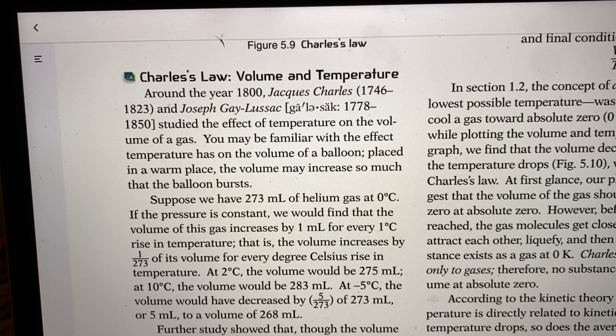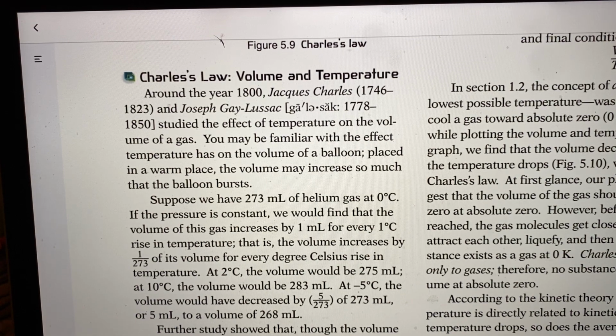So you may be familiar with the effect of temperature on a balloon. As the balloon is placed in a warm place, the volume may increase so much that the balloon bursts. So what happens? Temperature causes the volume to go up. We're talking about temperature and volume. Supposing there's 273 milliliters of helium gas at 0 degrees. And then they found as they increased the temperature by 1 degree Celsius, its volume increased by 1 milliliter, right? So here it tells about that whole situation.